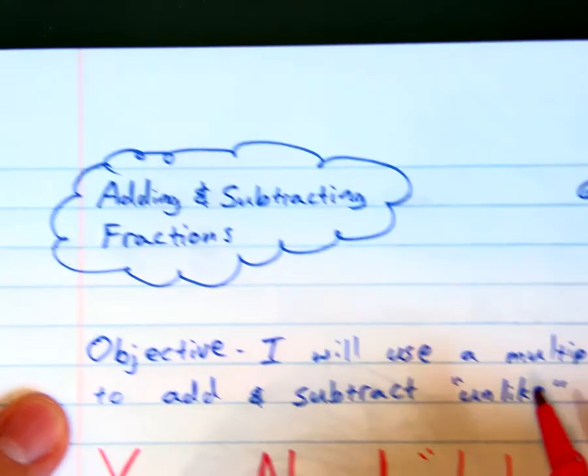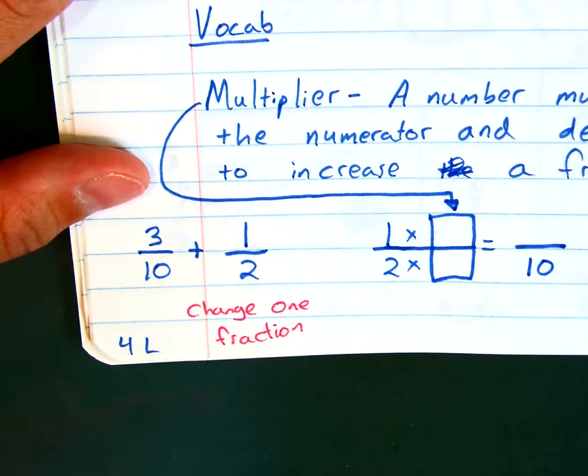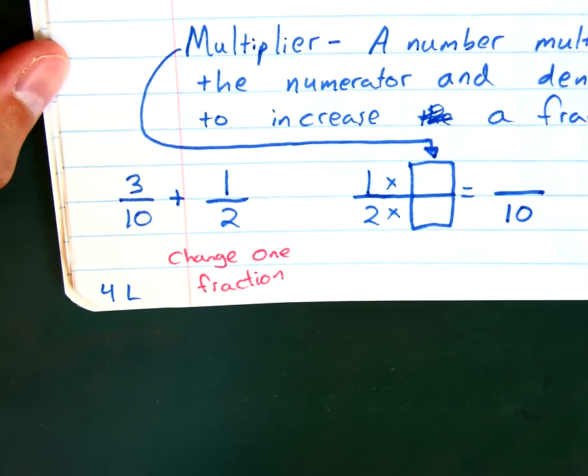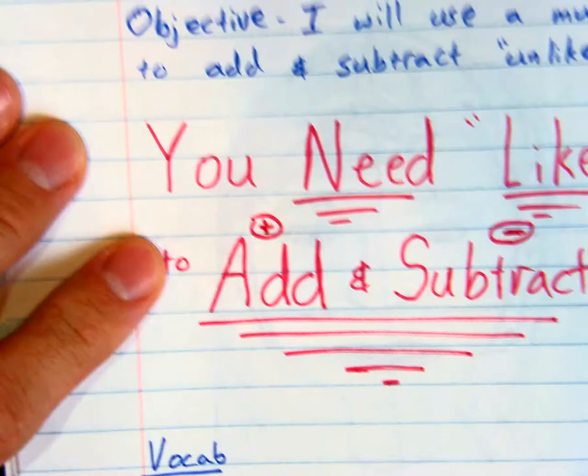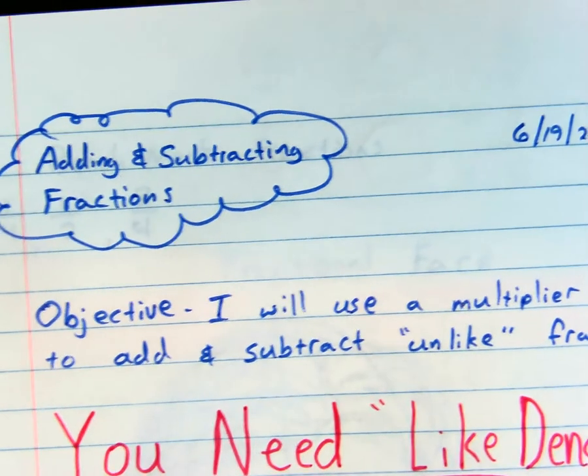And let's take a look at our page. Our page number here is 4L. So if you're adding to your notebook, you could put this as 4L, and the page on the right is 4R. Let's take a look at our objective.